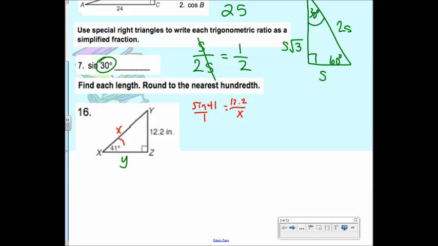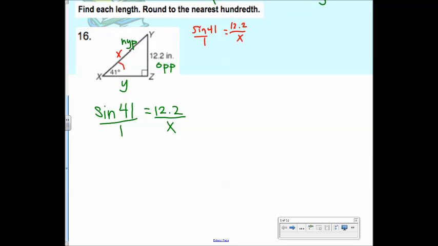So which relationship compares opposite to hypotenuse? Sine. So I'm going to do sine 41 equals, what's the opposite? 12.2 over the hypotenuse, which is X. Since I want to do a proportion, I'm going to write this over 1. Then when I cross multiply, sine 41 times X equals 12.2 times 1, which is just 12.2.